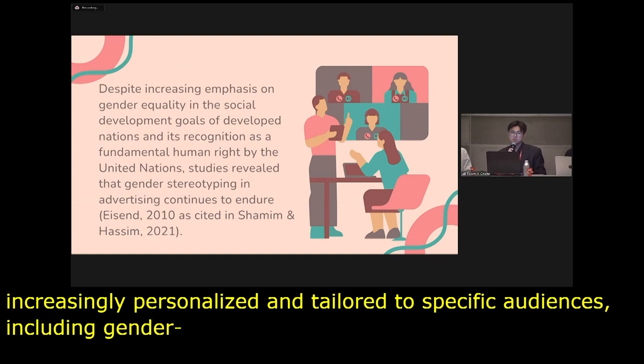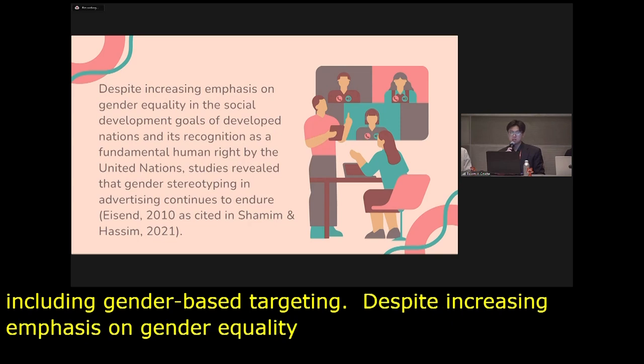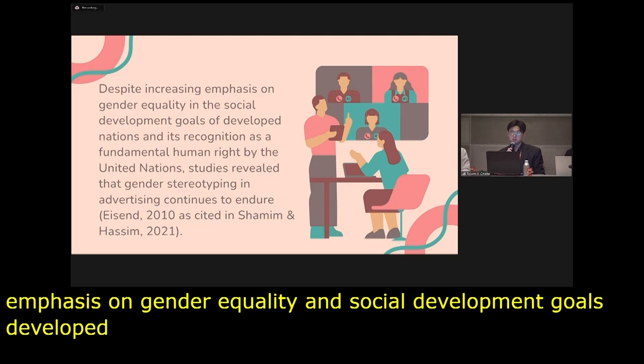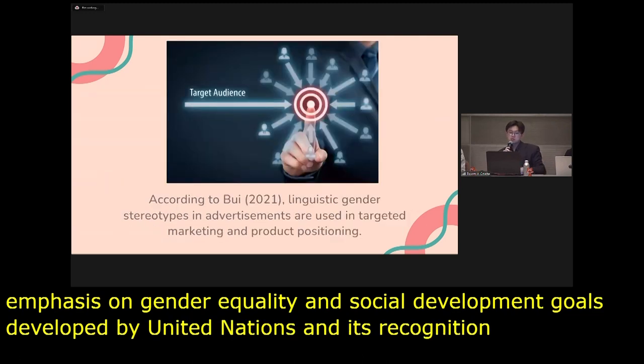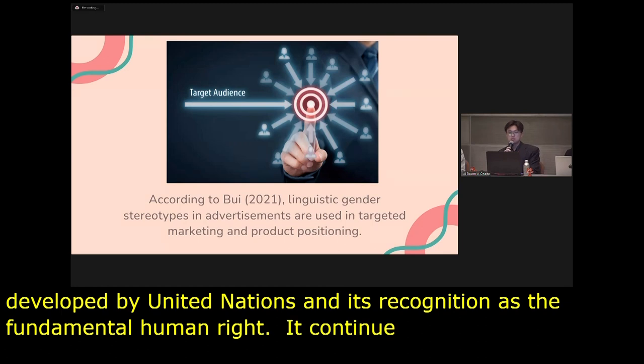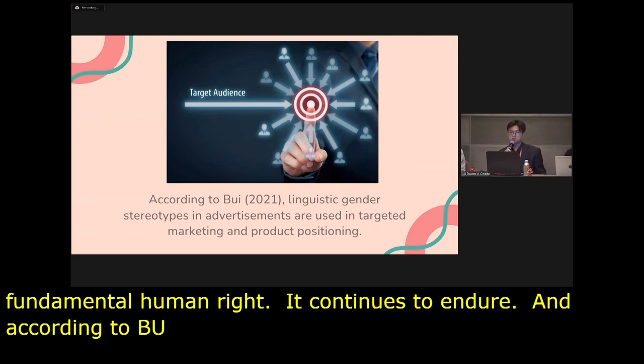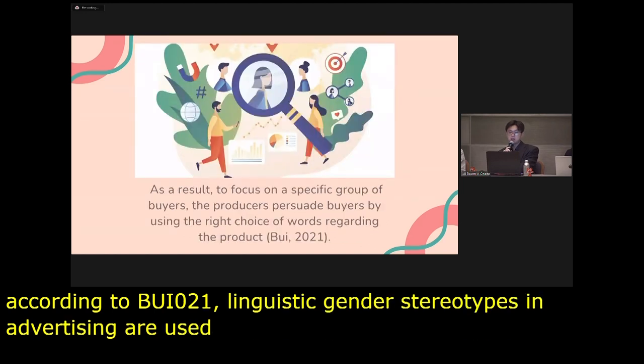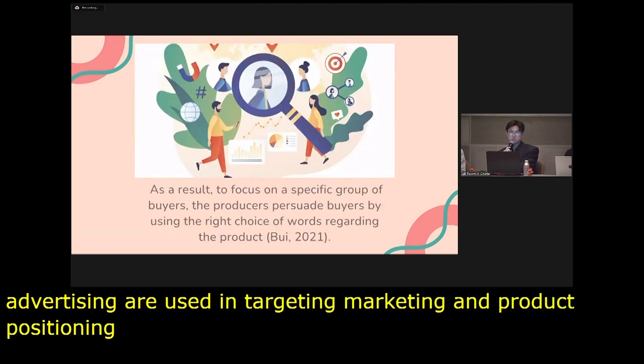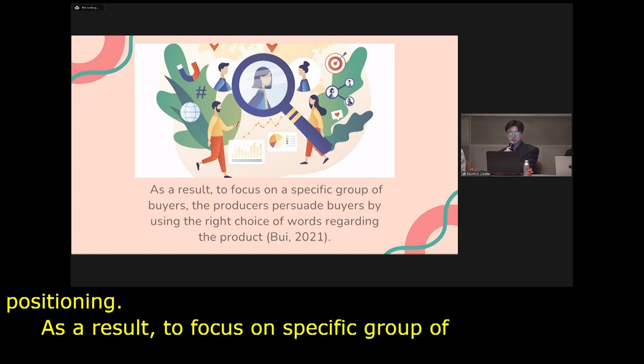Despite increasing emphasis on gender equality in the social development goals of developed nations and its recognition as a fundamental human right by the United Nations, studies revealed that gender stereotyping in advertising continues to endure. And according to Bui 2021, linguistic gender stereotypes in advertising are used in targeted marketing and product positioning. As a result, to focus on a specific group of buyers, the producers persuade buyers by using the right choice of words regarding the product.